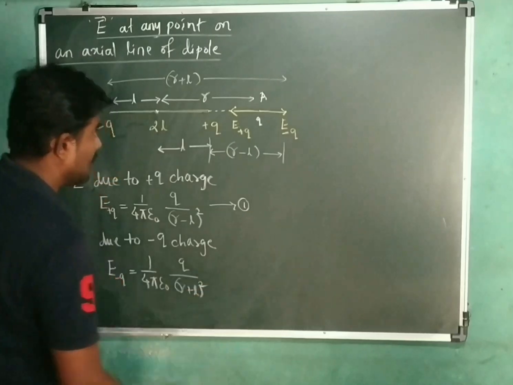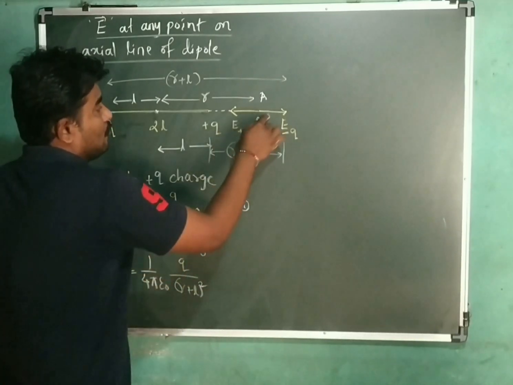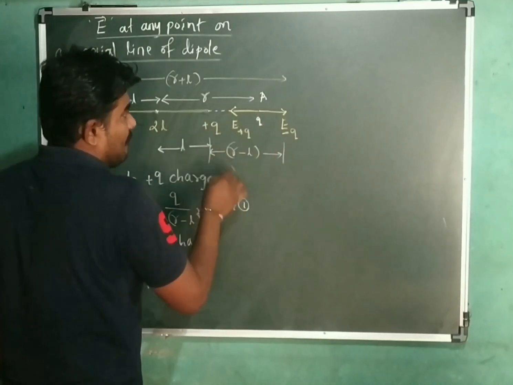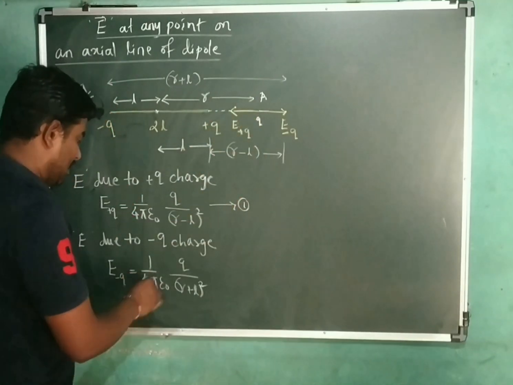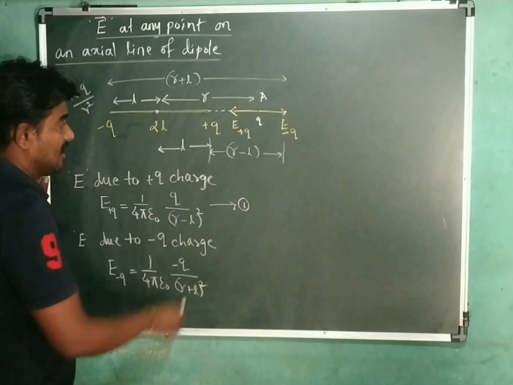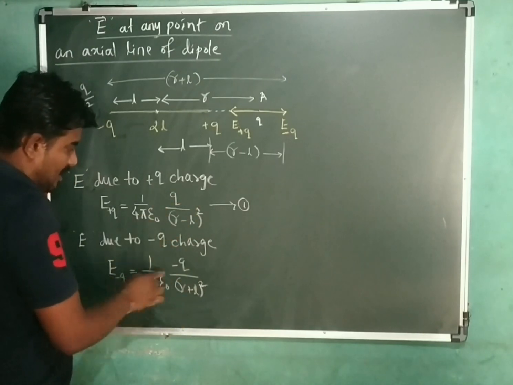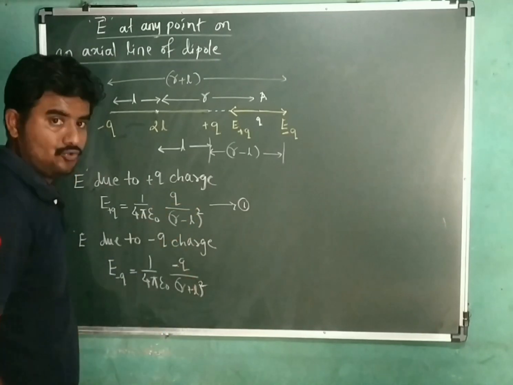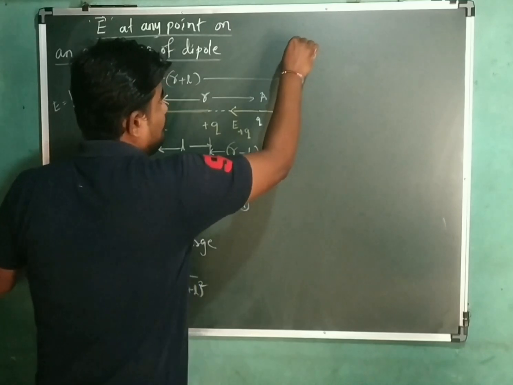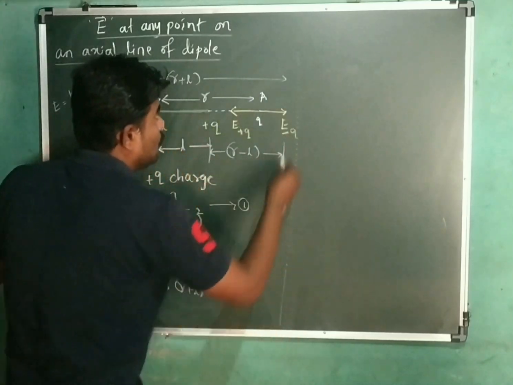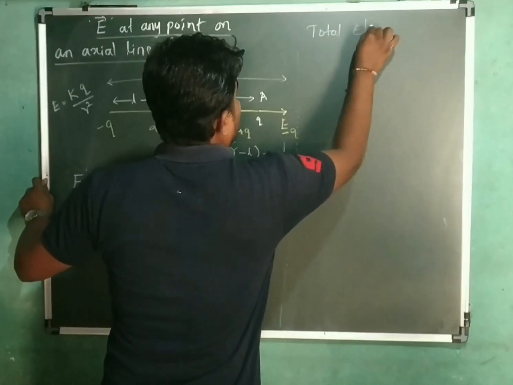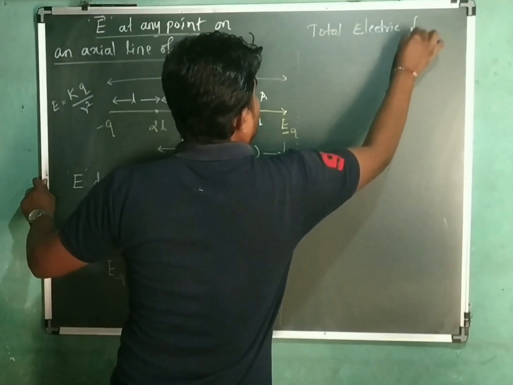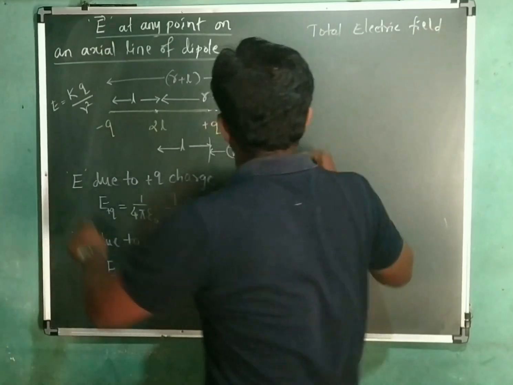As you can observe here, these two electric fields are in the same line and they are acting in opposite direction. Therefore, I can write it as negative, or you can consider electric field due to negative charge. Therefore, I can write it as negative also. Both ways are the same. And now total electric field, total electric field due to both the charges.